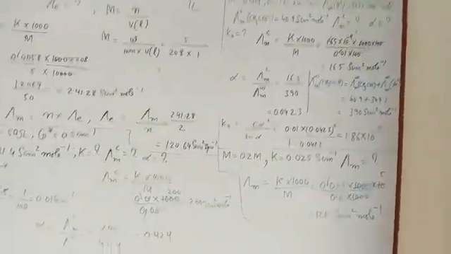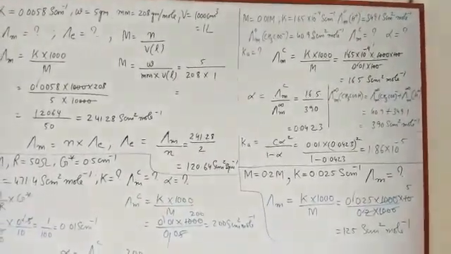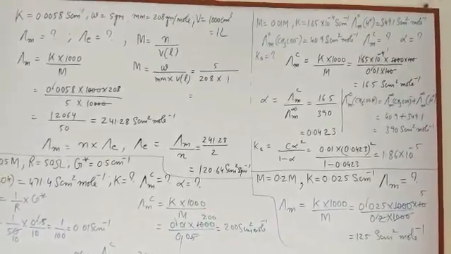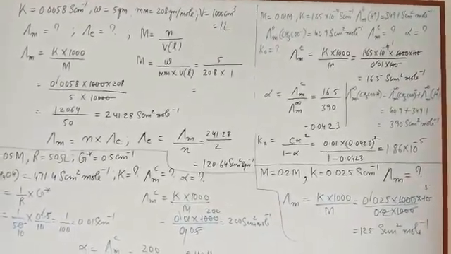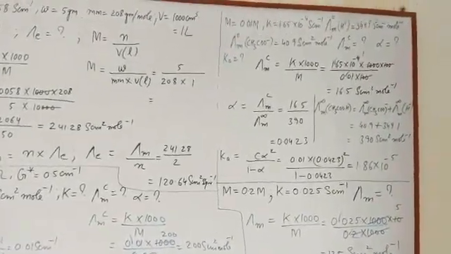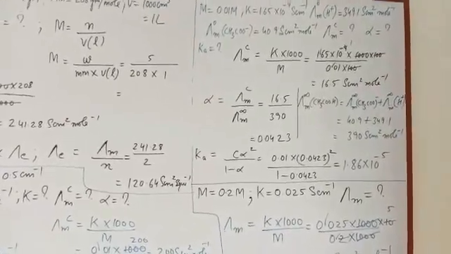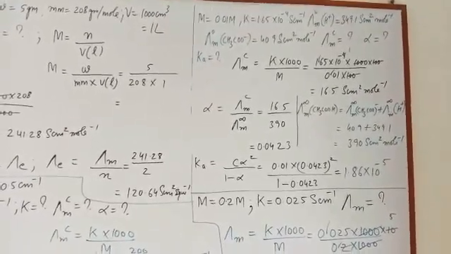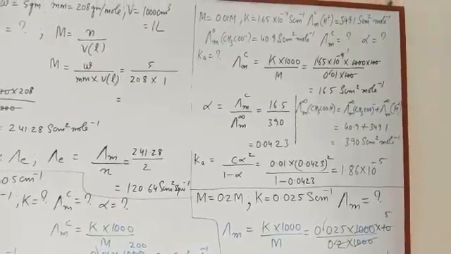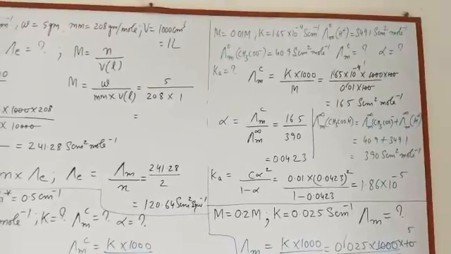Next question number 3. The specific conductance of a 0.01 M solution of acetic acid at 298 Kelvin is 1.65 into 10 raised to power minus 4 Siemens centimeter inverse. The molar conductance at infinite dilution for hydrogen ion and acetate ion are 349.1 Siemens centimeter square mole inverse and 40.9 Siemens centimeter square mole inverse respectively. Calculate molar conductance of solution, degree of dissociation of acetic acid and dissociation constant for acetic acid.